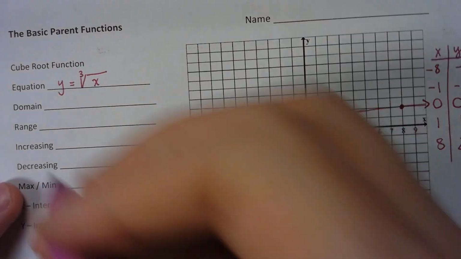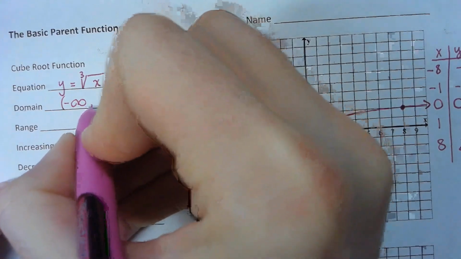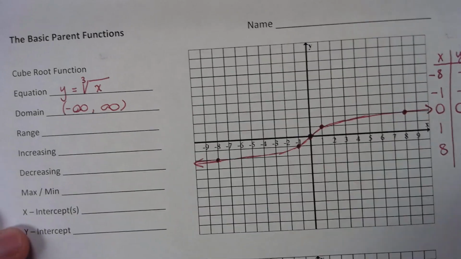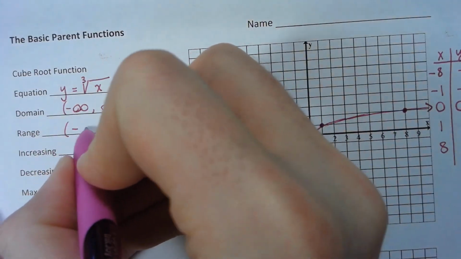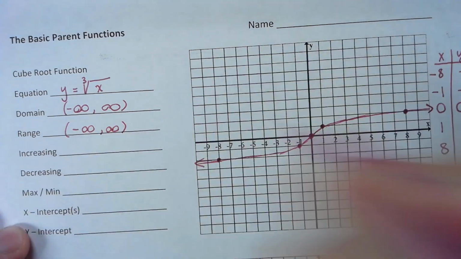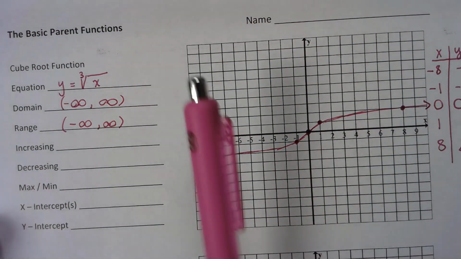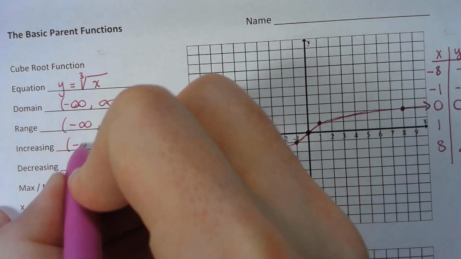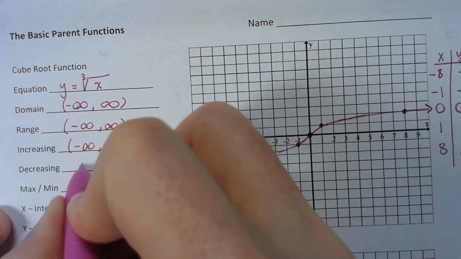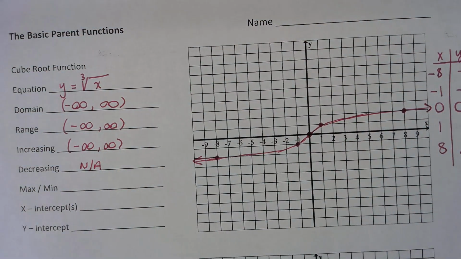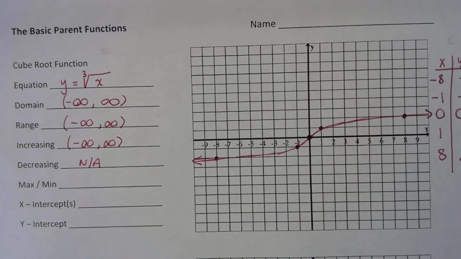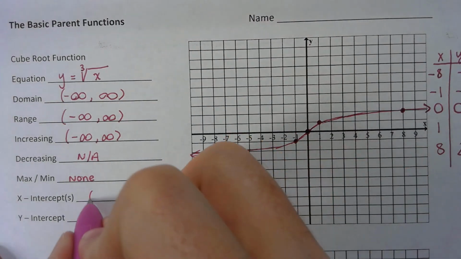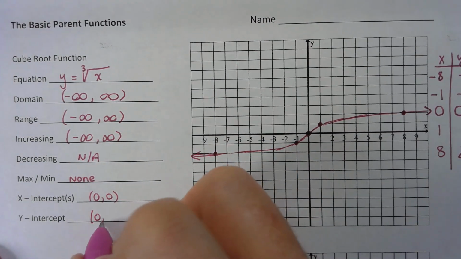You can see from looking at the graph here, our domain is all reals. This thing goes to the left and to the right forever. And the range is also going to be all reals because it goes up and down forever as well. Reading the graph from left to right, you can see that this thing is always moving upward. So it's increasing everywhere on the domain. And it's not decreasing anywhere. It's never going down. It doesn't have any maxes or mins. It does have an x-intercept at the origin and a y-intercept at the origin.